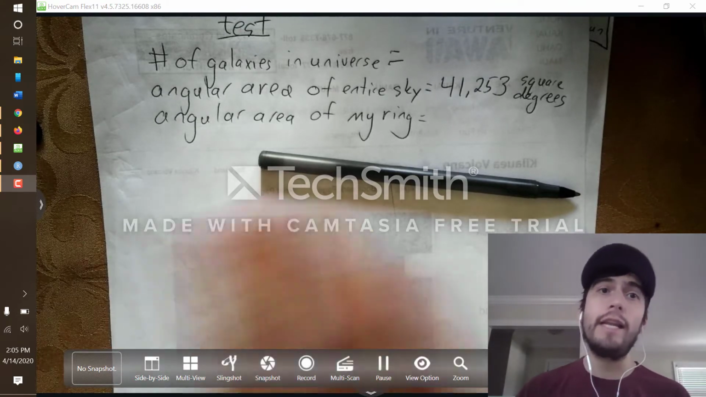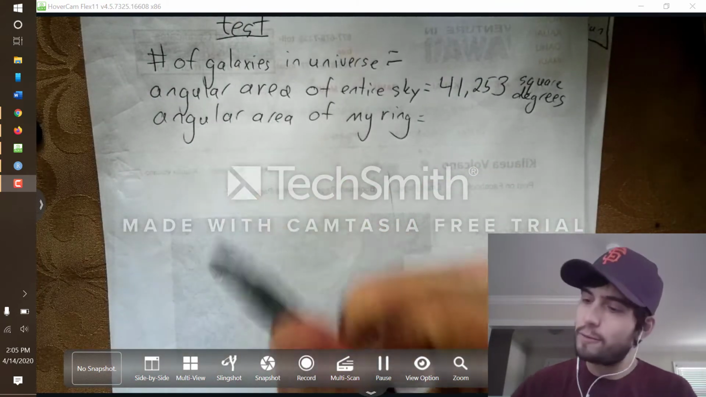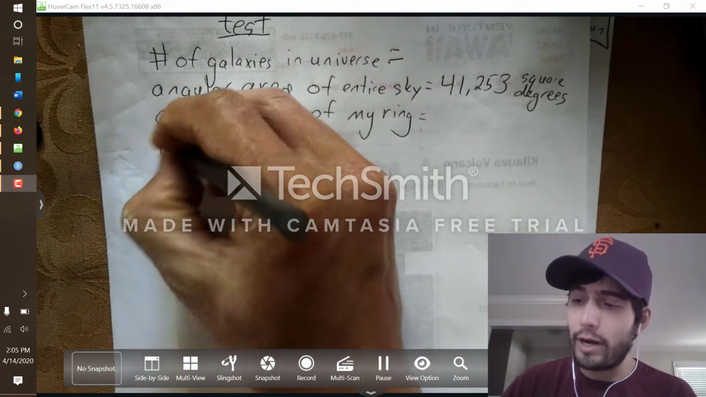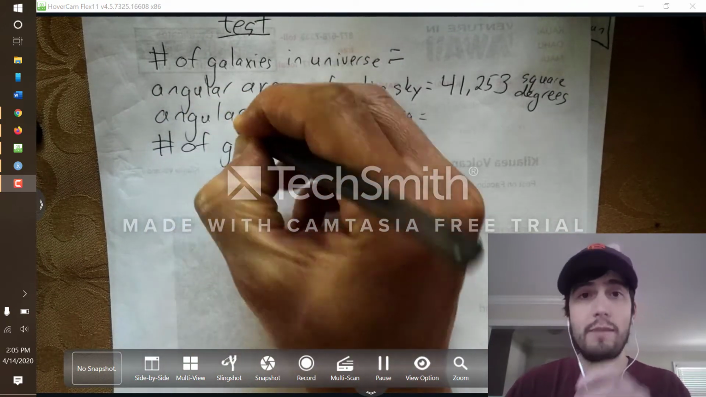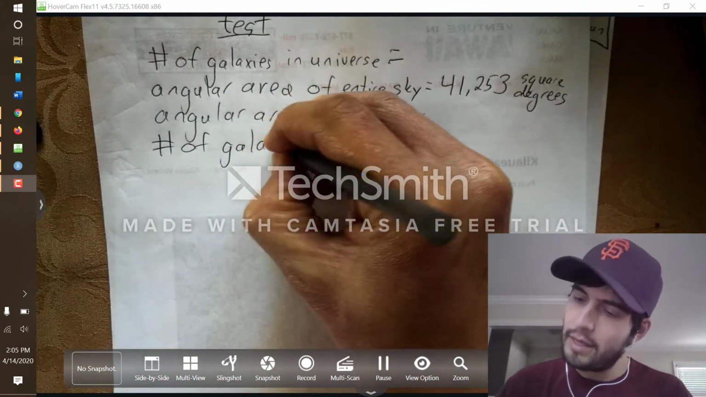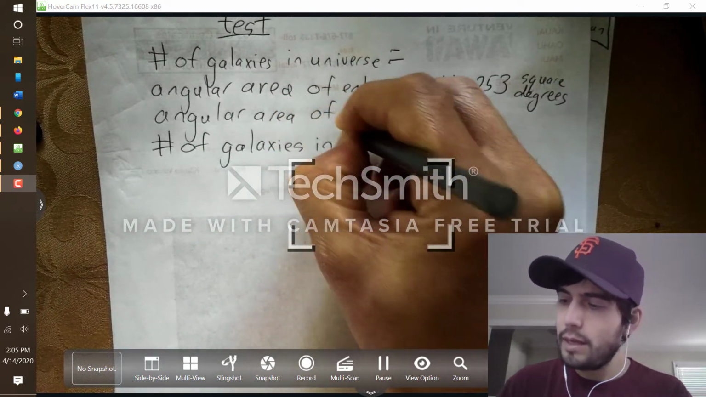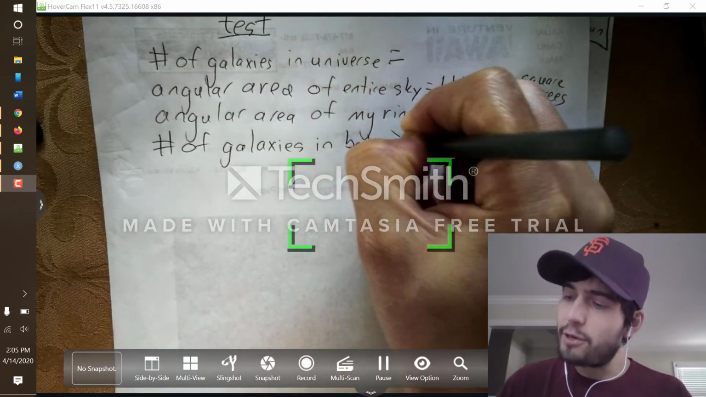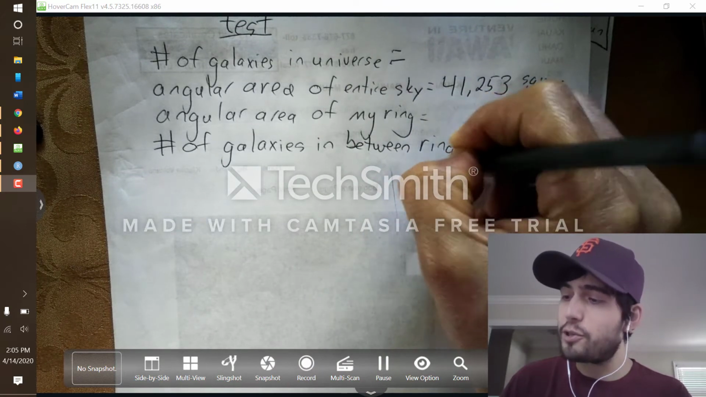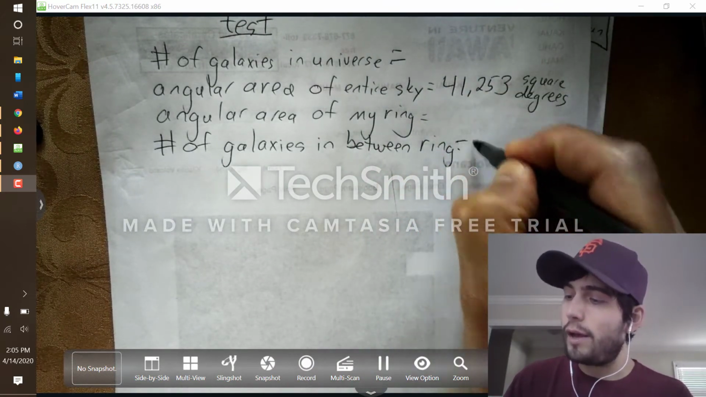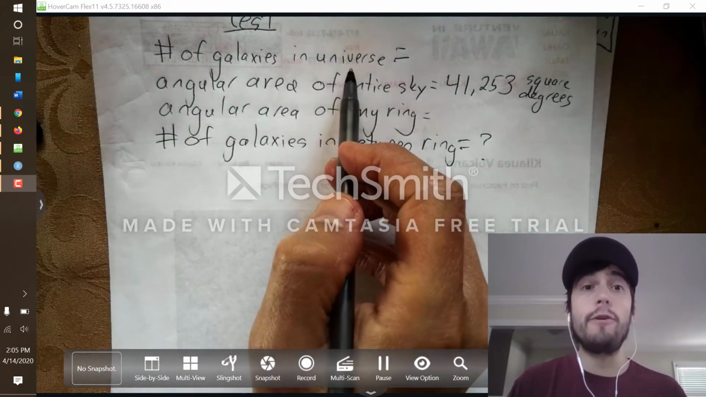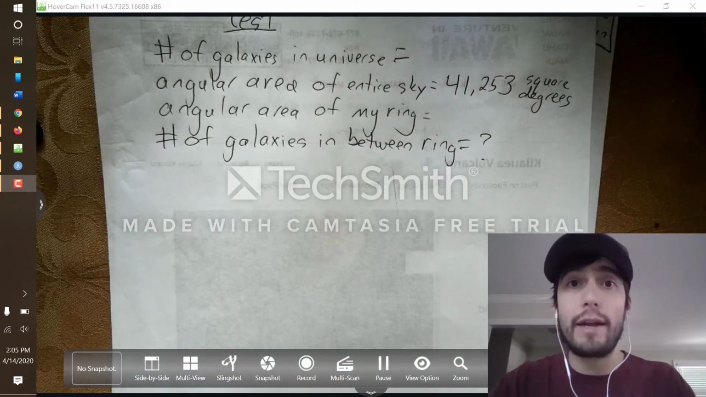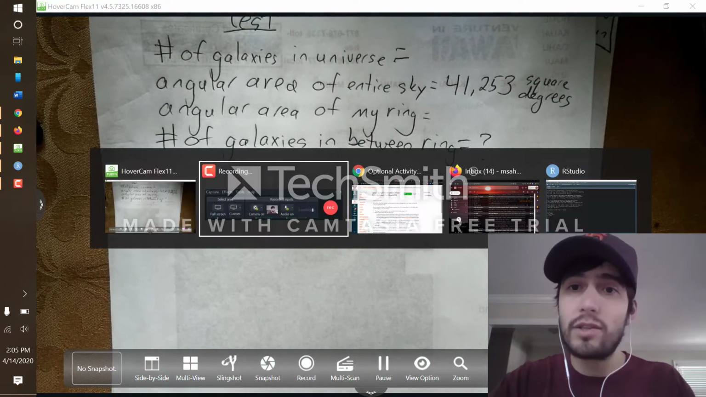So first, I need to calculate the number of galaxies in between my ring. Now, I mentioned in the assignment description, you'll need 3 numbers to do that. One is the number of galaxies in the universe. And to do this, you're going to look at your calculation from last class.